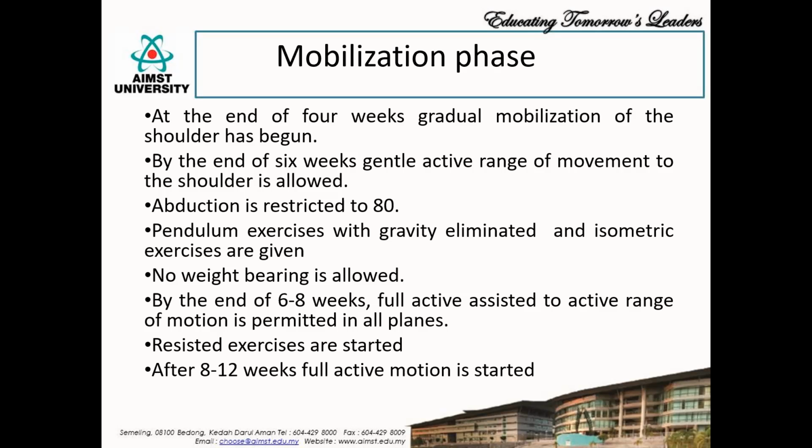After that, after 8 to 12 weeks, full active motion and PRE, the progressive resisted exercise. Whichever muscle you feel is weak, you can start doing the exercises. You need to give more importance to these 3 muscles: sternocleidomastoid, pectoralis, deltoid.